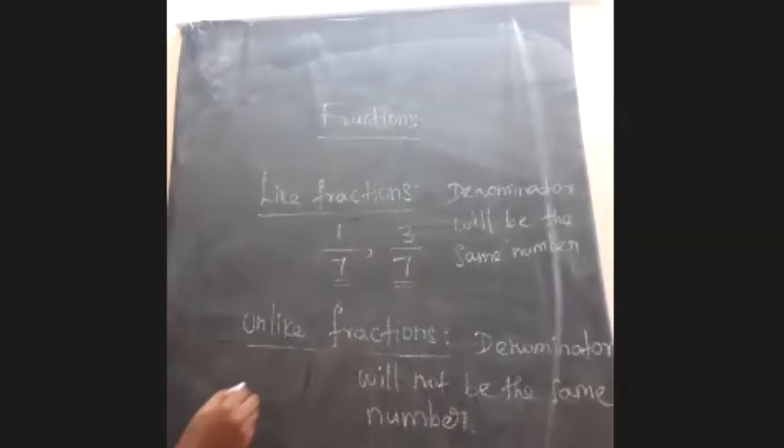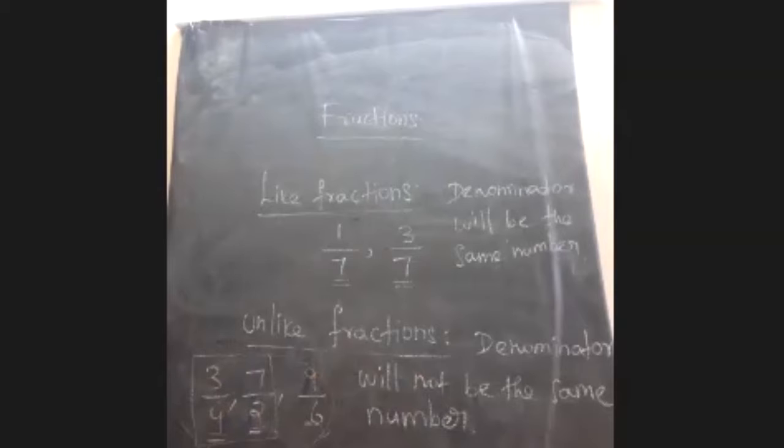For example, let me take 7 by 2, 9 by 6 and 3 by 4. See these fractions one by one. Here the denominator is 4, 2 and 6. So we can say these three fractions are unlike fractions.